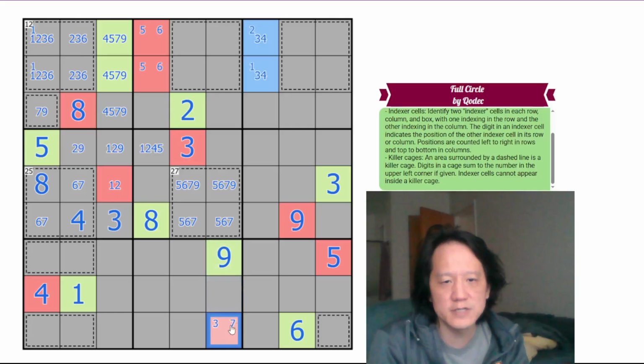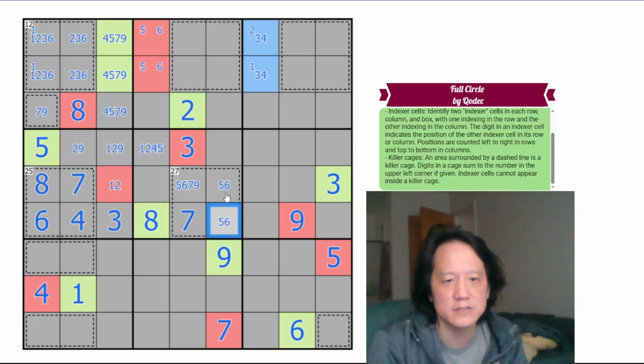This must be 7 to point to the other index. So this cannot be 7 and 9. This becomes a 5, 6 pair. This 5, 6 pair eliminates 5 and 6 in the rest of the box. This cannot be 5 or 6. It's 7. This can't be 7, so it's 6, which makes that 7.